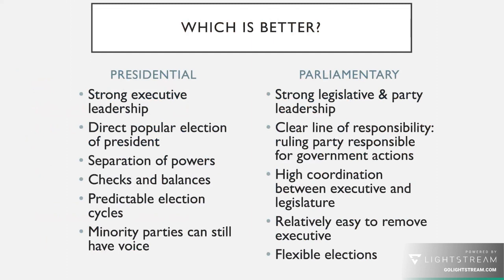Parliamentary system tends to emphasize the role of the legislature, and in the parliamentary system, it's often said the party leadership is stronger because the parties really shape who controls the legislature and thus who controls the executive branch. And that leads to clear lines of responsibility. It's quite clear that there is one party or one coalition in charge of the government. You don't have the divided government of presidential systems. And that leads, of course, to high coordination between executive and legislative branches. It's also easy to remove the executive if things aren't going well.